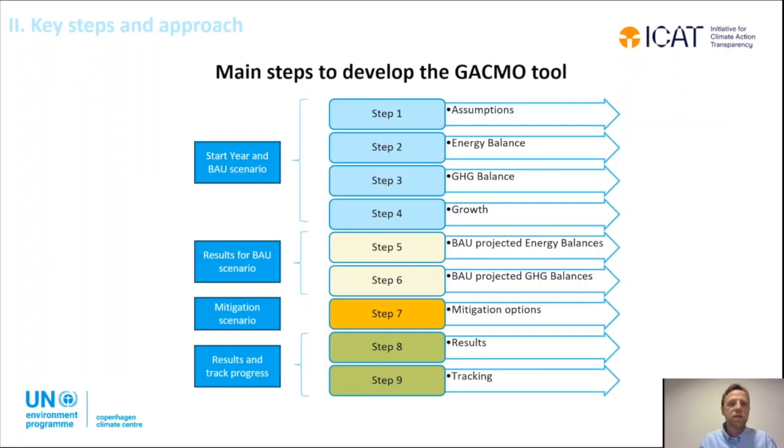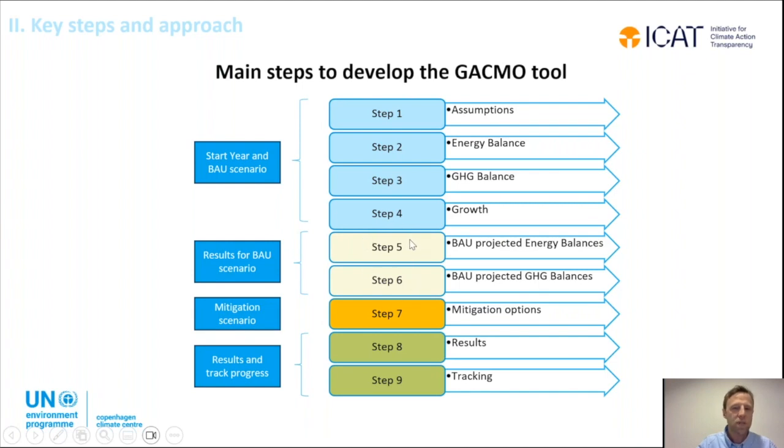So now, what is the methodological approach applied in the GACMO tool? Well, first of all, in the new version of the GACMO tool, the tool is divided into 9 main steps corresponding to 9 Excel sheets. In the first step, the user will need to introduce the input data to prepare the information on the start year and build the business as usual scenario.